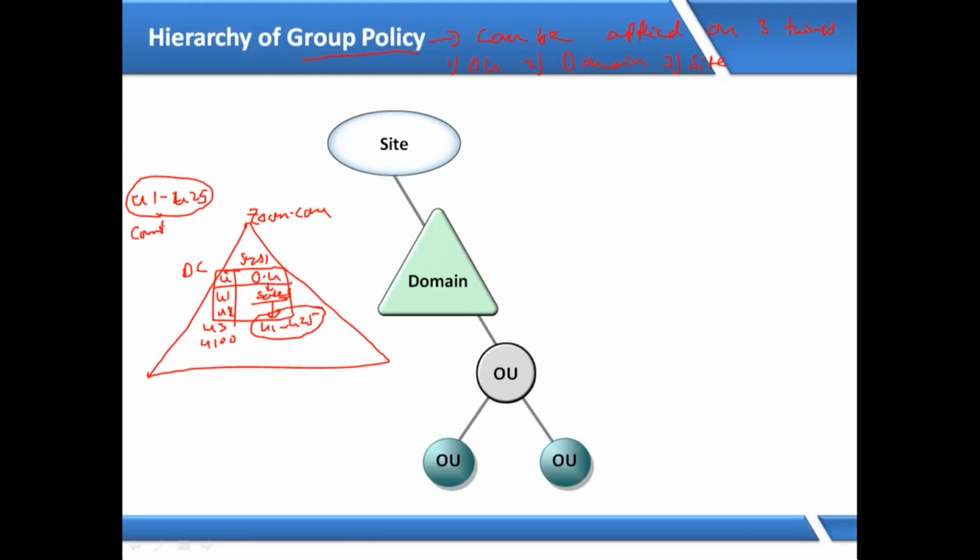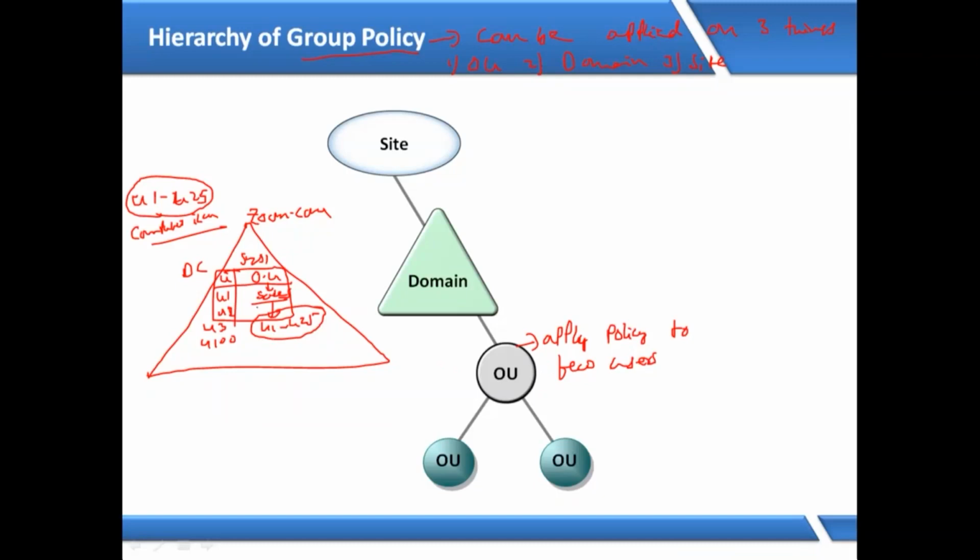So these 25 users should not get the computer icon. So we have to apply the policy on the OU. Whenever we want to apply some policy to not all users, but few users, then we need to apply the policy on the OU. When we apply the policy on the OU, it will apply only to the users who are inside the OU. It will not apply to the other users who are outside the OU.